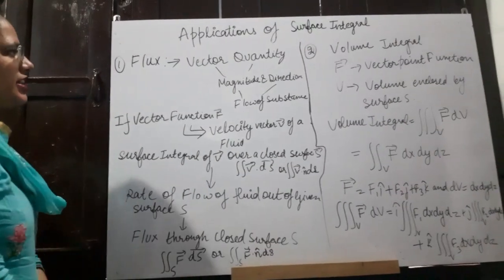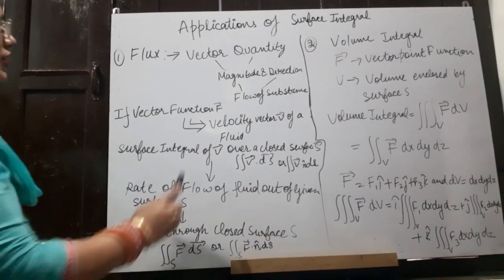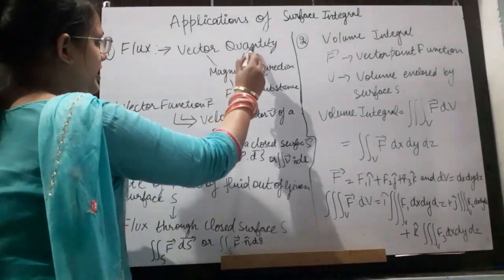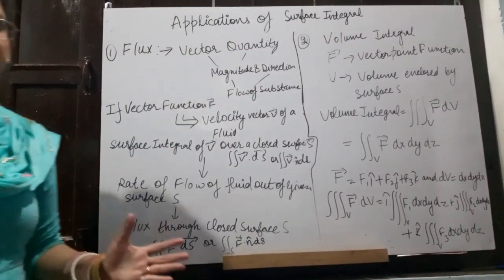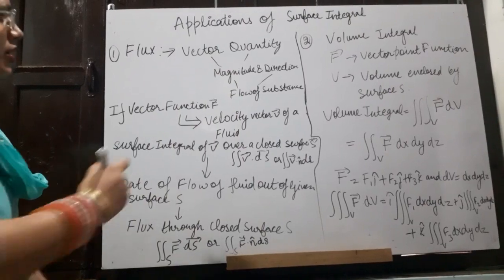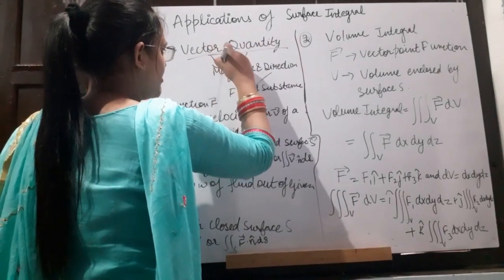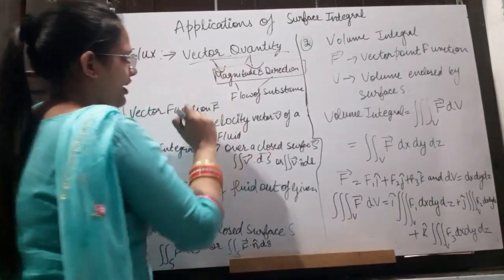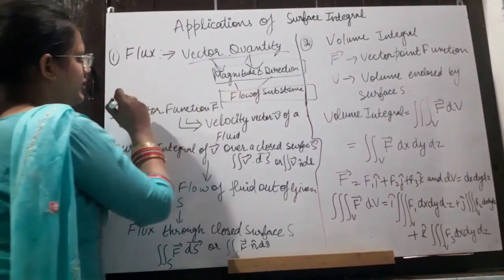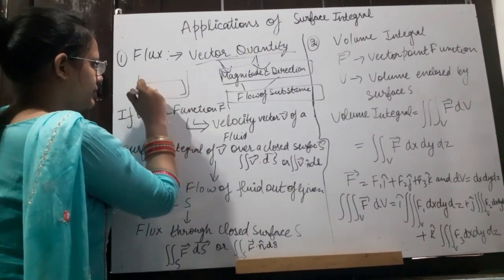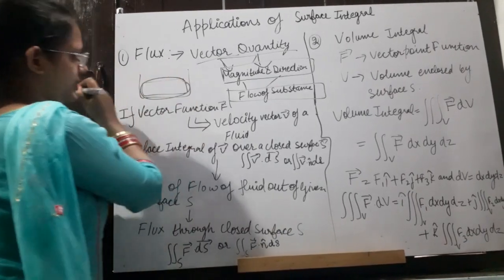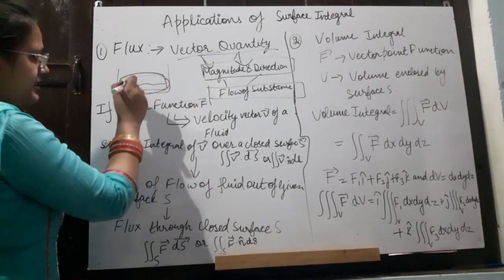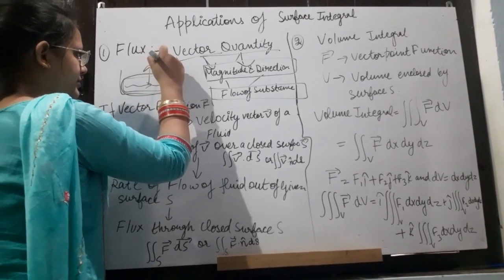Now, these are the applications of surface integral. First of all, we have the flux. What is flux? Flux is a vector quantity. Vector quantity means it represents magnitude and direction, the magnitude and direction of the flow of substance. When any fluid crosses over a surface S, the flow of substance represents the flux.